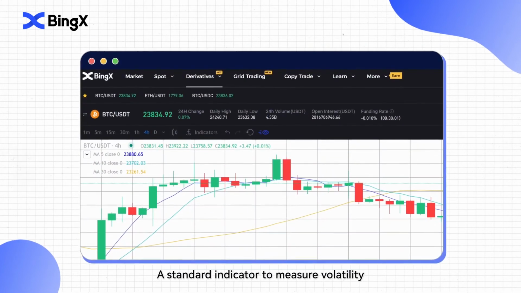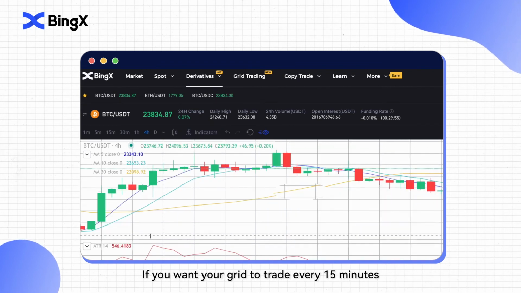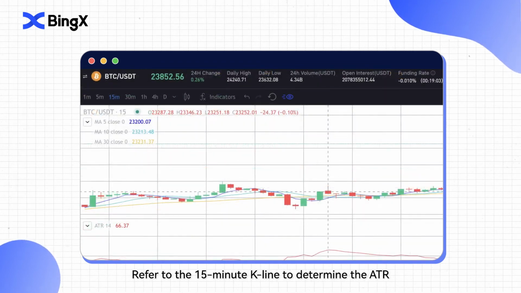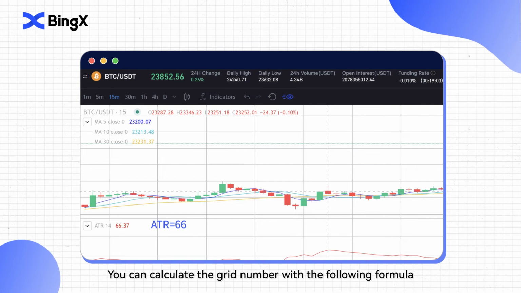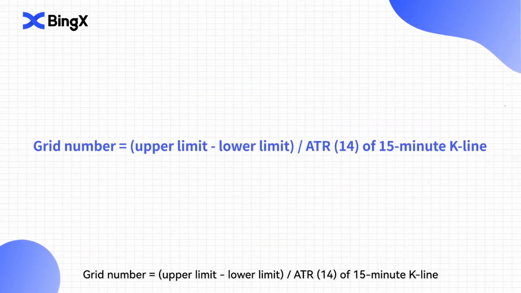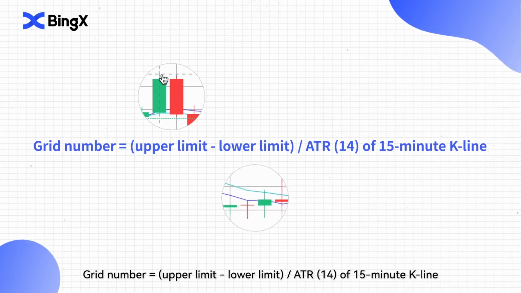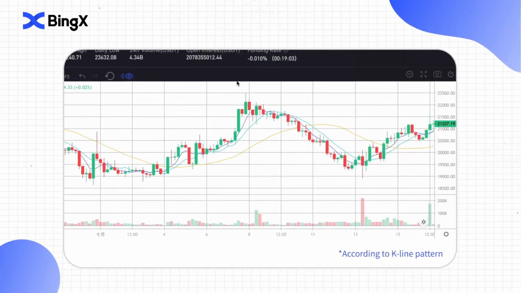A standard indicator to measure volatility would be average true range, ATR. If you want your grid to trade every 15 minutes, refer to the 15-minute K-line to determine the ATR. Once the ATR is determined, you can calculate the grid number with the following formula. Grid number equals upper limit minus lower limit divided by ATR of 15-minute K-line. The grid number is set according to the K-line pattern.